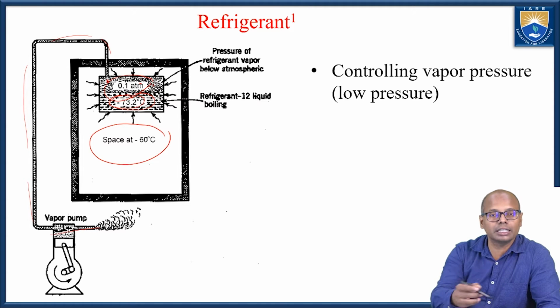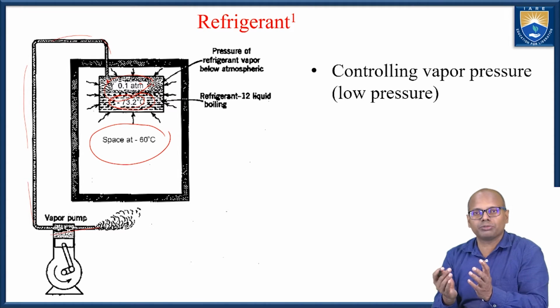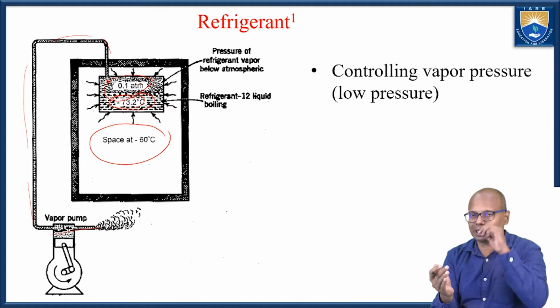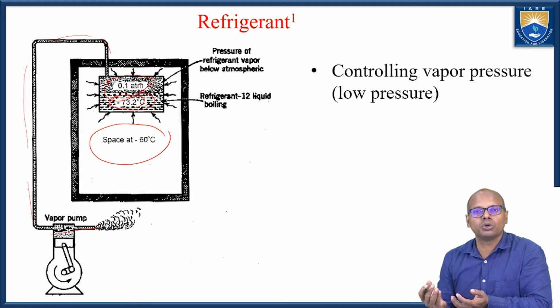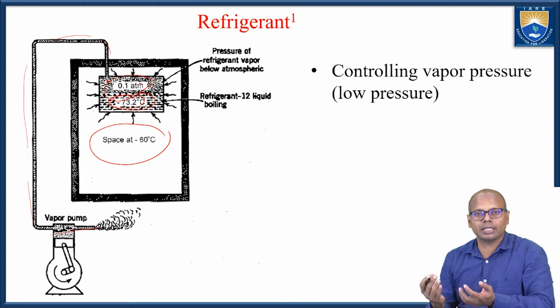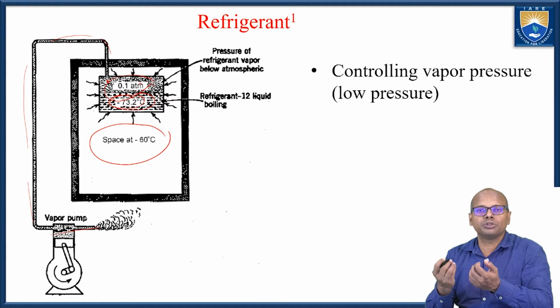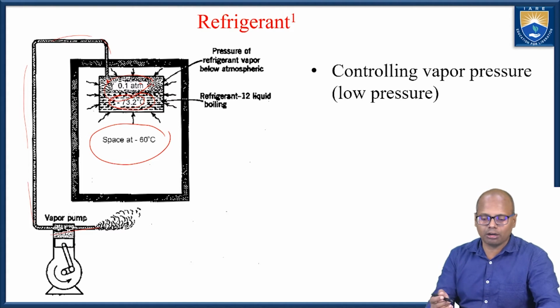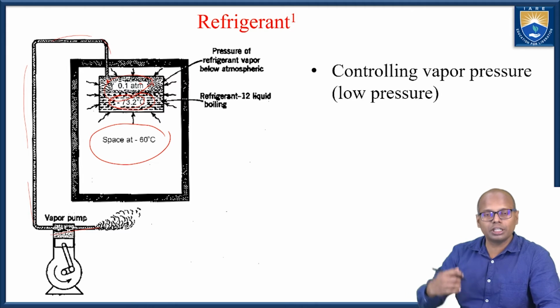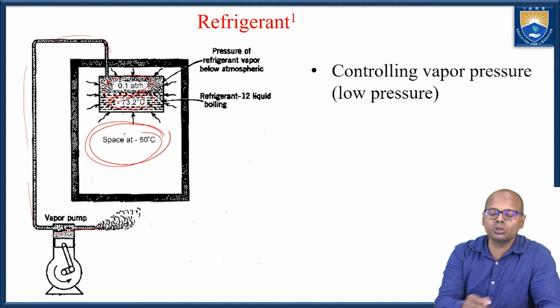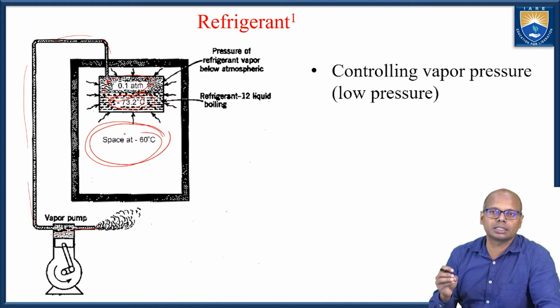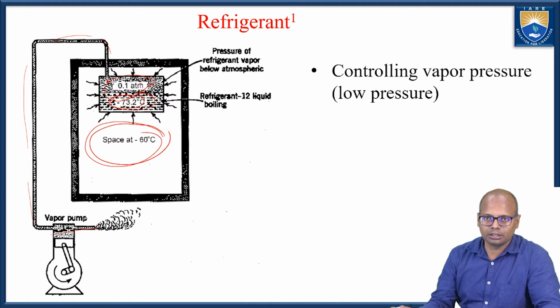So this is the next step. First, we kept the evaporator at atmospheric pressure and we were able to maintain this space at minus 2 degrees centigrade minimally. Now, as I reduce the pressure of the evaporator below atmospheric pressure, we are able to cool this space up to minus 60 degrees centigrade.